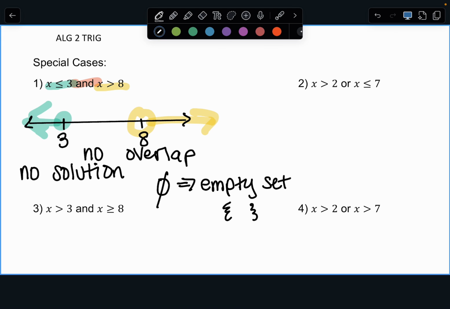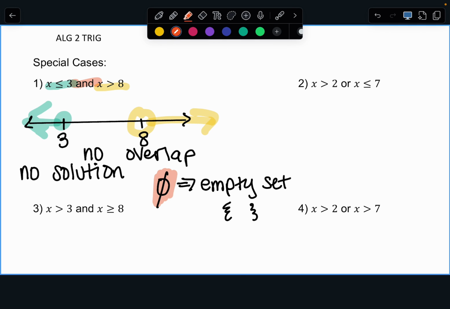Do we put the line in the circle or we put empty set or? It's the circle and the line. This is what you use. This is what your option is on Delta Math. It's a button. You just press it. So if you get no solution, you press that button on Delta Math. Yes? Questions on that one?